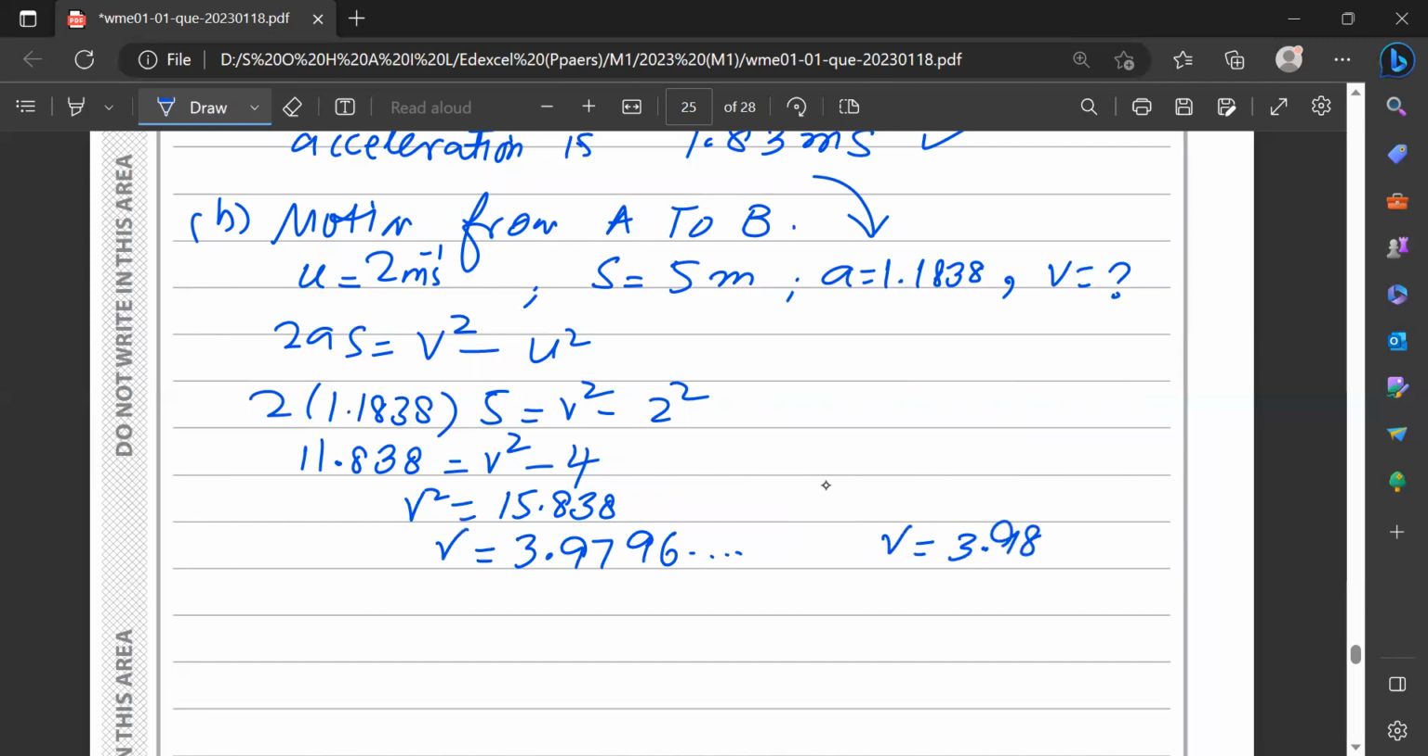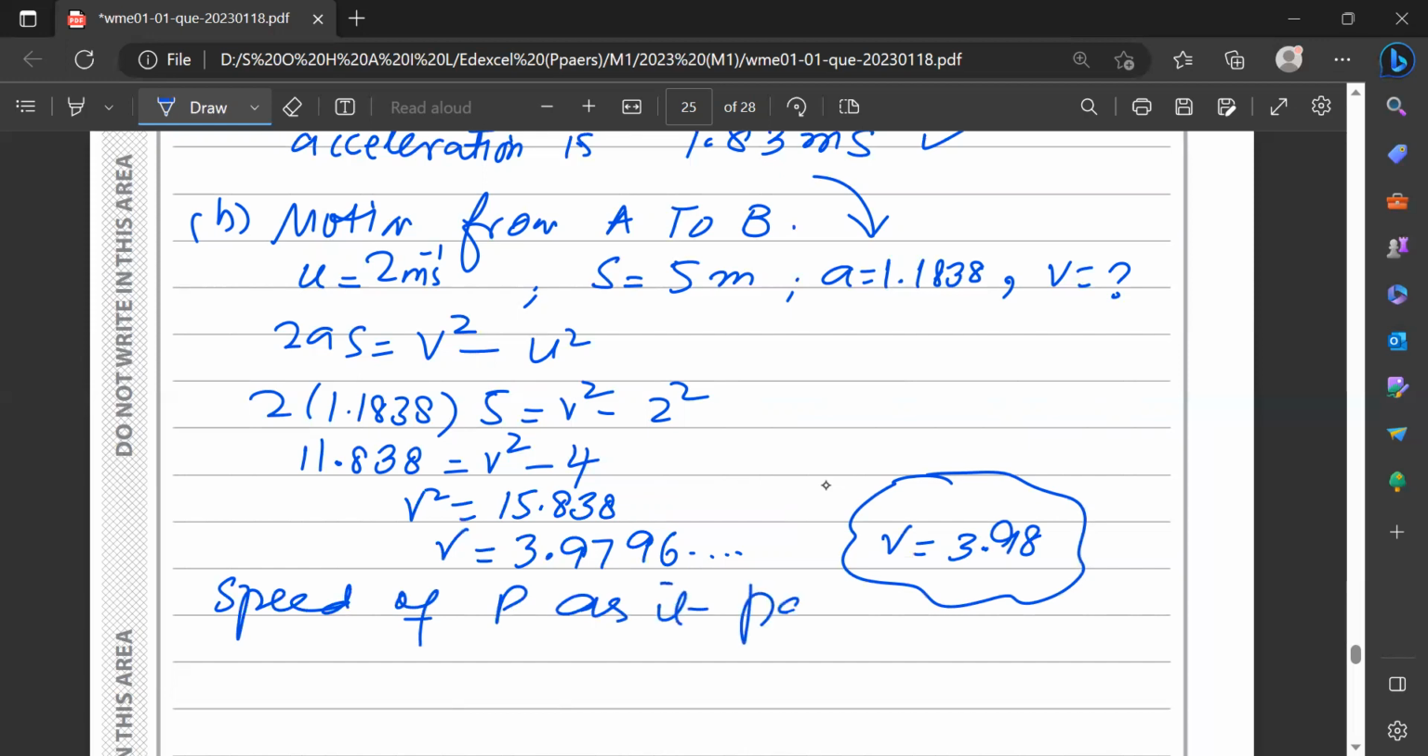So v is equal to 3.98. So this is at B. So the speed of P as it passes B is 3.98 meters per second.